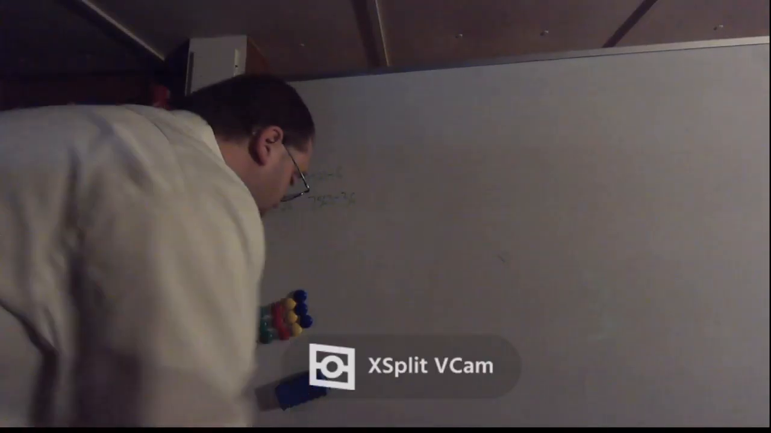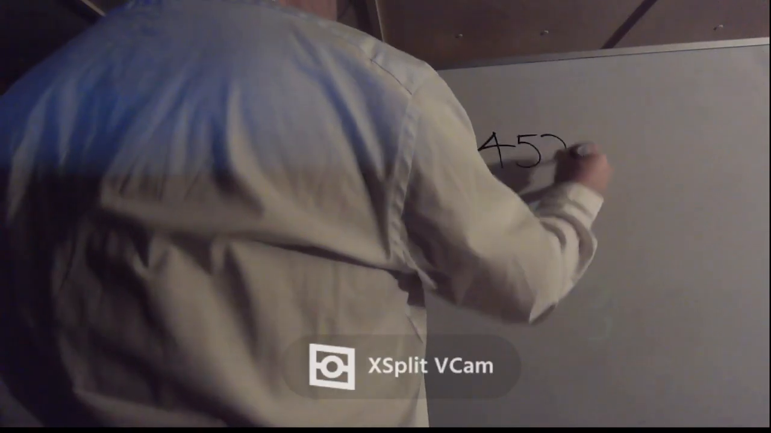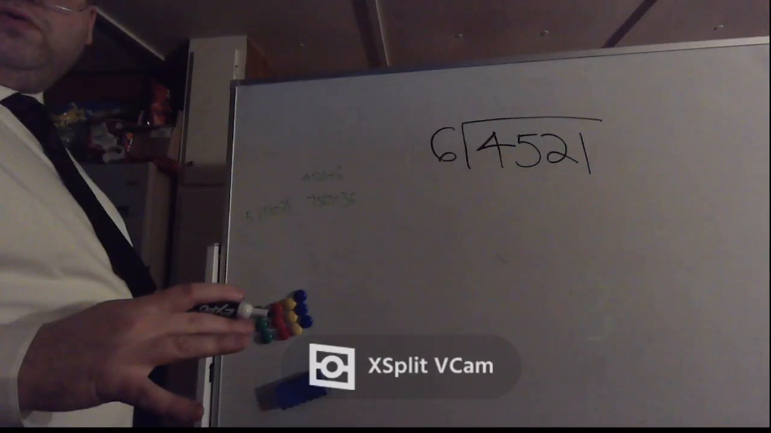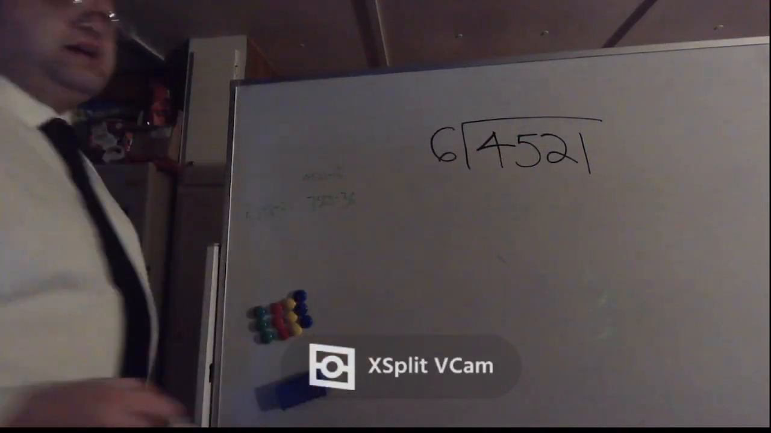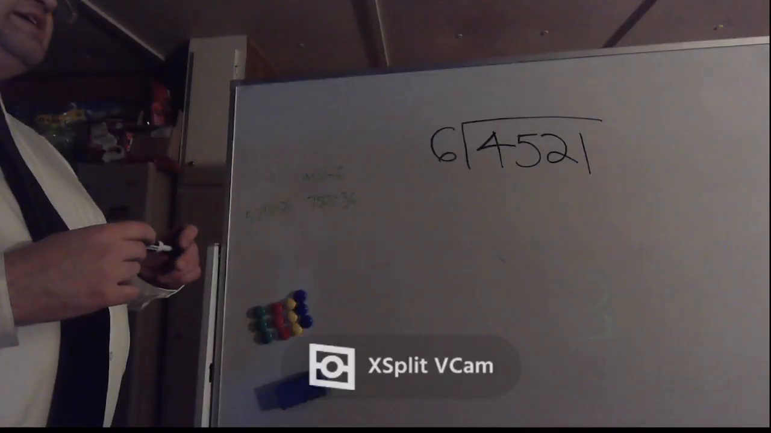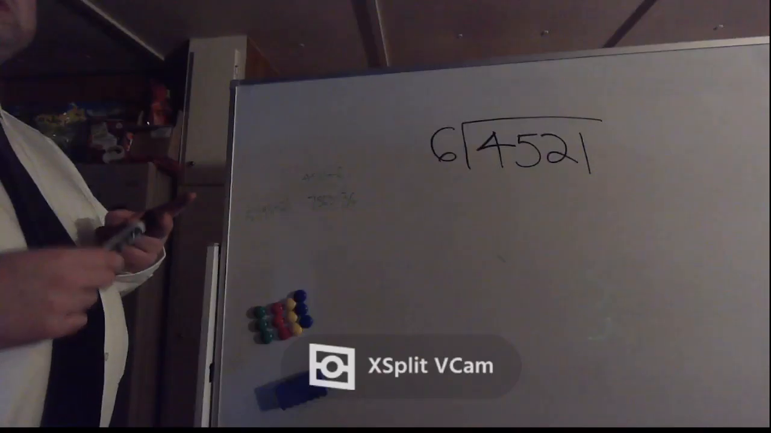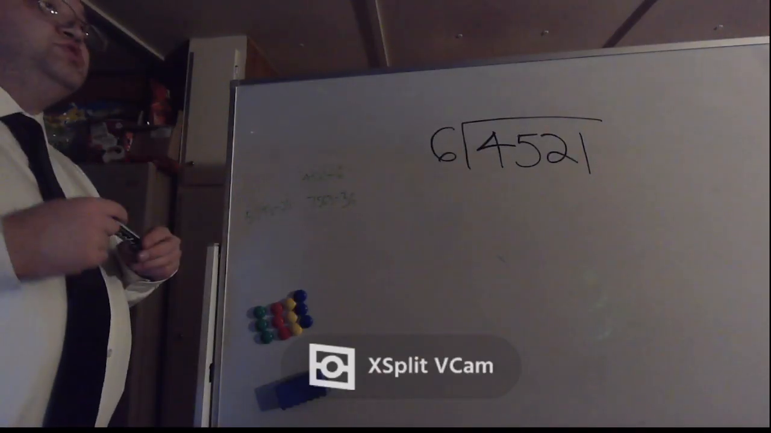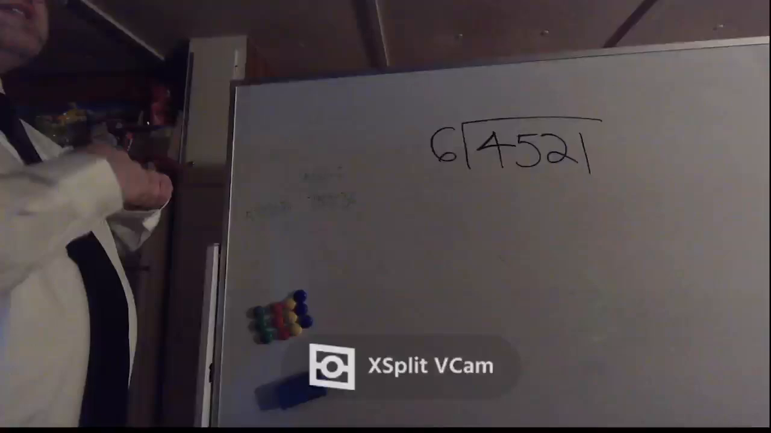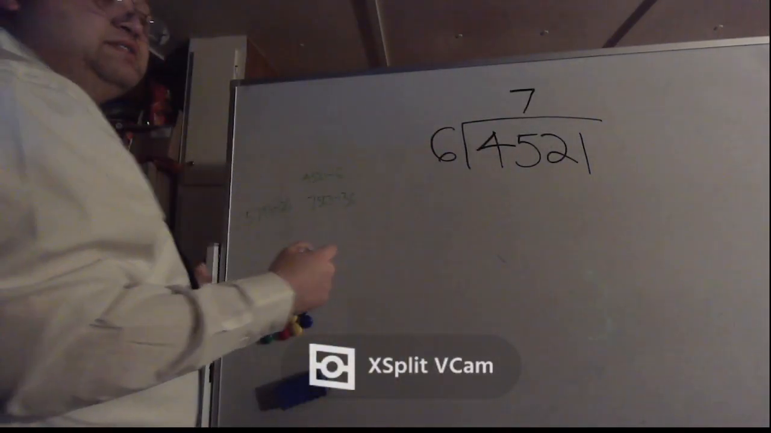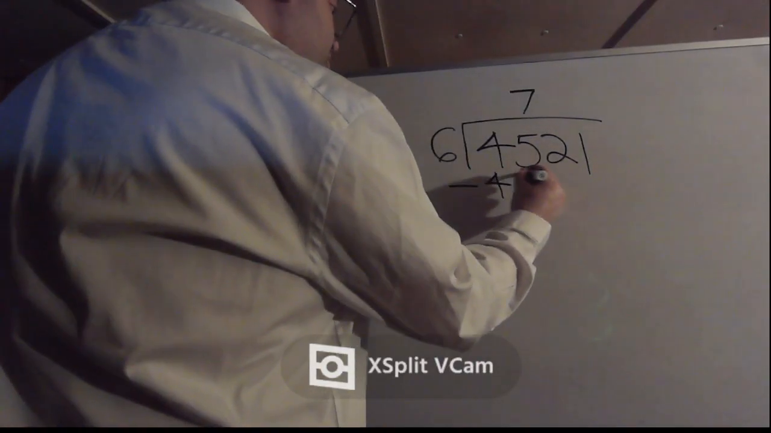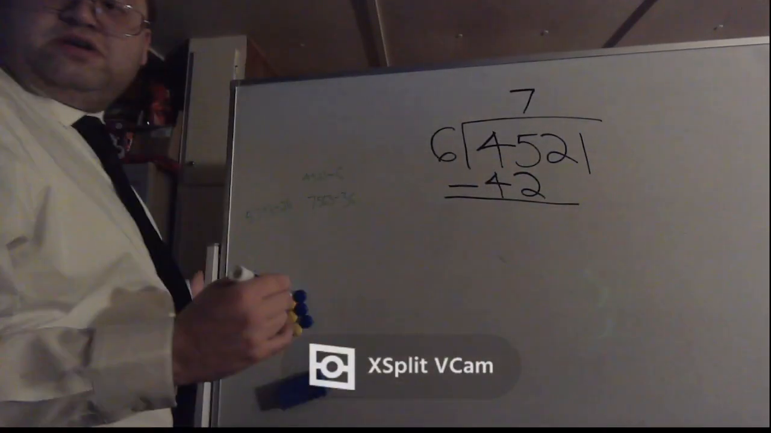How about we do 4,521 divided by 6. We know 6 doesn't go into 4, so how many times does 6 go into 45? Let's see here. 6 times 6 is 36, 6 times 7 is 42, 6 times 8 is 48. Well, that 48 is going to put you over, so 6 goes into 45 about 7 times. So 7 times 6 is 42. You'll subtract 42 from 45, you'll get 3.